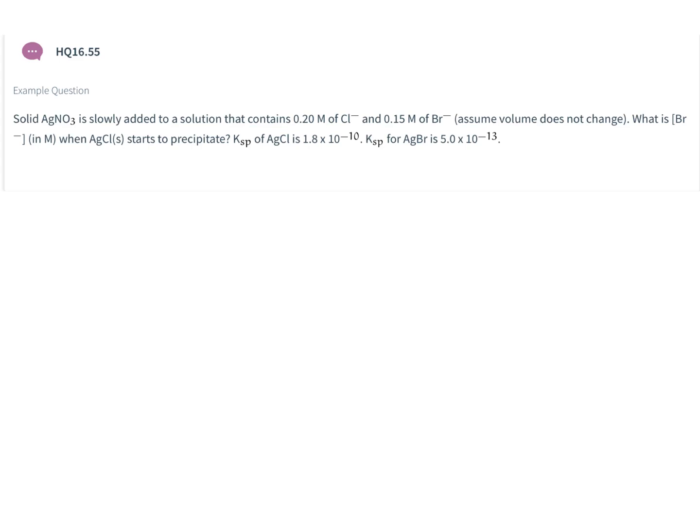For question 16.55, we have a few different things going on. We're adding solid silver nitrate to a solution that contains 0.2 molar chloride and 0.15 molar bromide. Then we're asked, what is the concentration of bromide in solution when the silver chloride starts to precipitate?